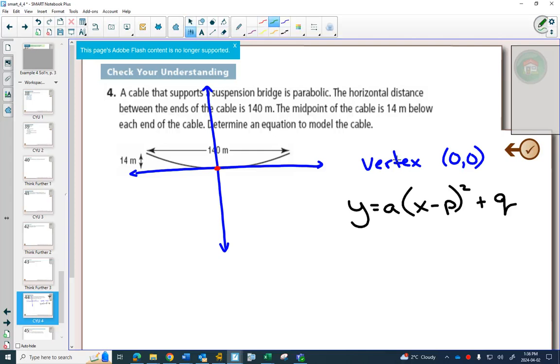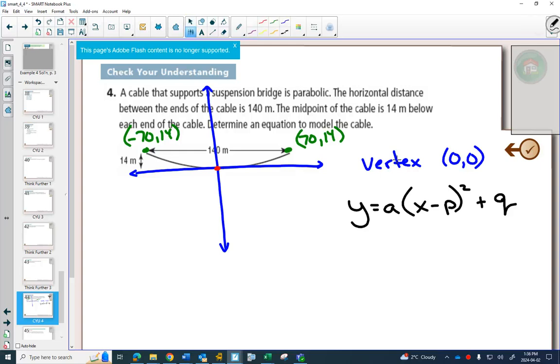70, comma, okay, in green. Does that make sense? 70, comma, 14? Because it's 140 all the way across. If you make your vertex right in the middle, there would have to be 70 on this side and 70 on this side. So this one will be minus 70, comma, 14. And again, we're going to use this idea, if a point is on the parabola, it makes it true.